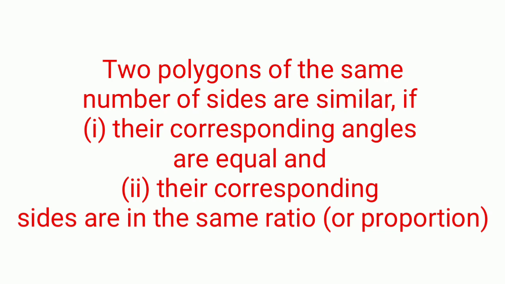We say that two polygons of the same number of sides are similar if their corresponding angles are equal and their corresponding sides are in the same ratio or proportion. Note that the same ratio of the corresponding sides is referred to as the scale factor or the representative fraction for the polygons. You must have heard that world maps, that is global maps, and blueprints for the construction of a building are prepared using a suitable scale factor and observing certain conventions.